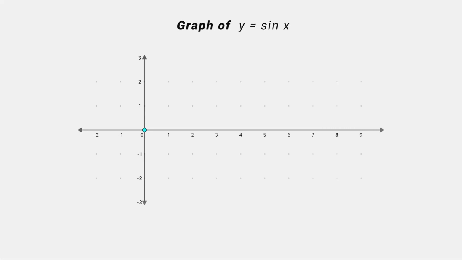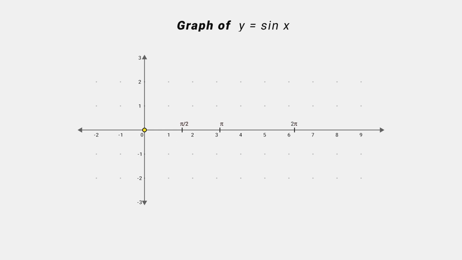Let's start with sin x. Since sin x is a periodic function with period 2 pi, we will draw the graph of sin x in the interval 0 to 2 pi. In order to draw the graph of sin x in the interval 0 to 2 pi, we first draw it in the interval 0 to pi by 2.